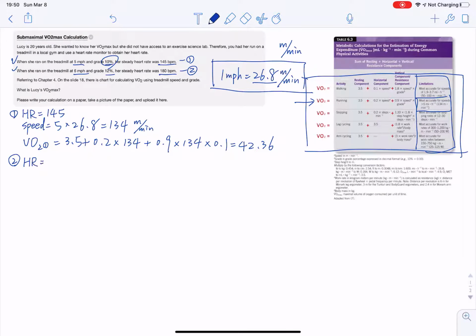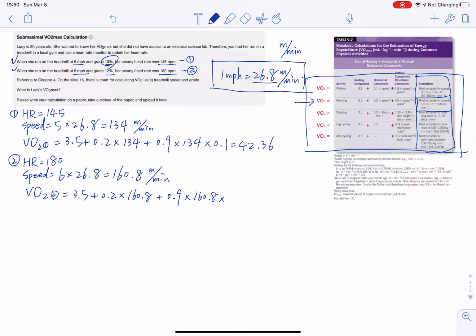Then let's calculate the second stage. Her heart rate was 180, her speed was 6, again times 26.8. This gives us 160.8, again in meters per minute. So VO2 for the second stage is 3.5 plus 0.2 times speed, 160.8, plus 0.9 times 160.8 times grade. Grade is 12%, so 12% is 0.12. This gives us 53.0264. Now we have 2 VO2s and 2 heart rates.